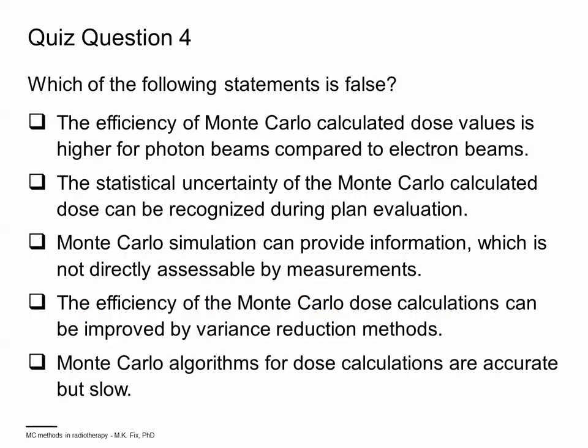And we are already at quiz question 4. Which of the following statements is false? The efficiency of Monte Carlo calculated dose values is higher for photon beams compared to electron beams. The statistical uncertainty of the Monte Carlo calculated dose can be recognized during plan evaluation. Monte Carlo simulation can provide information which is not directly accessible with measurements. The efficiency of the Monte Carlo dose calculations can be improved by variance reduction methods. Monte Carlo algorithms for dose calculations are accurate but slow. Another 5 seconds to think about the right answer.